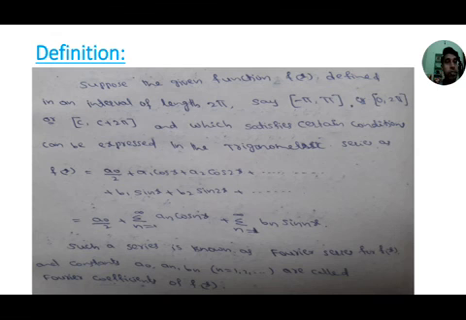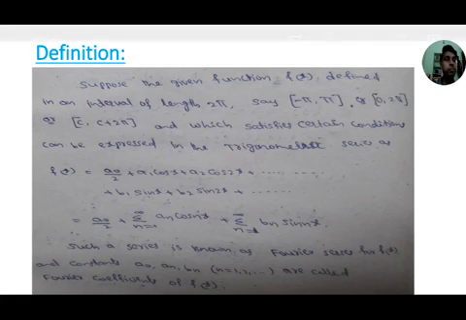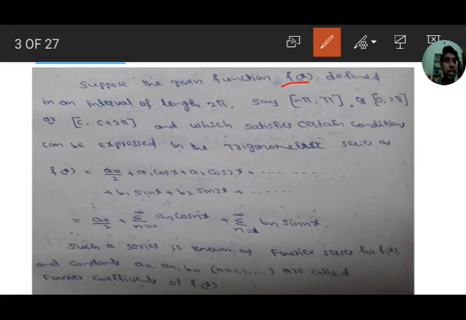So first, the definition of a Fourier series. Suppose the given function f of x is defined on an interval of length 2π. It means the function must be defined on an interval of length 2π. Say, suppose, minus π to π.